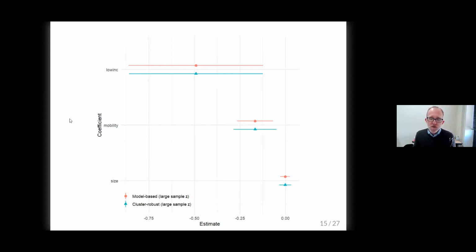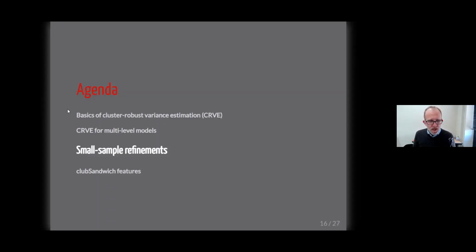And there's often situations where it's kind of hard to gauge whether we've got a big enough sample. Here I've got 60 schools. You might think 60 is a big number. We should be fine with these plain bologna sandwich estimators. But it's kind of hard to tell, it turns out. So let me now tell you a little bit about some of the small sample refinements that are implemented in clubSandwich, and that are really where the comparative advantage of this package is.